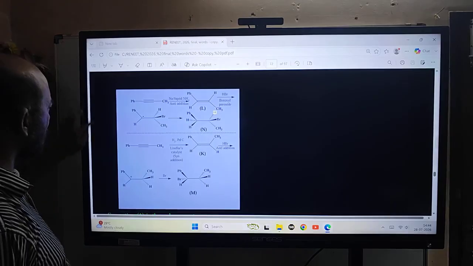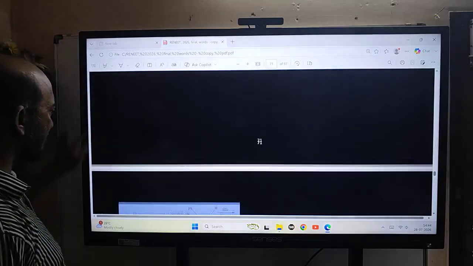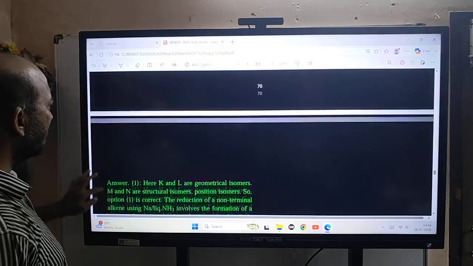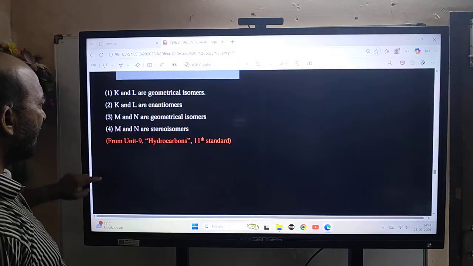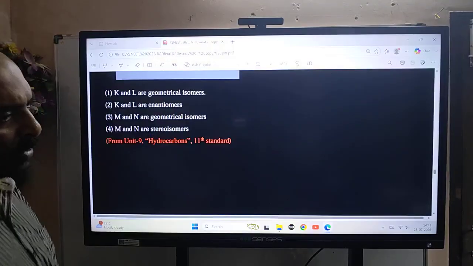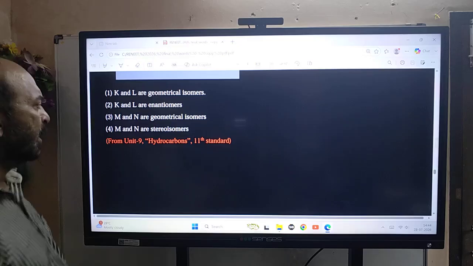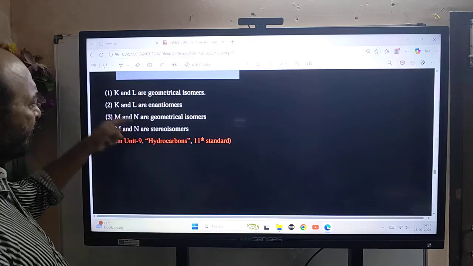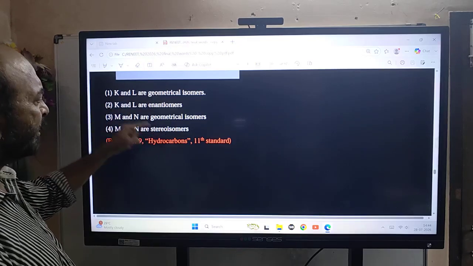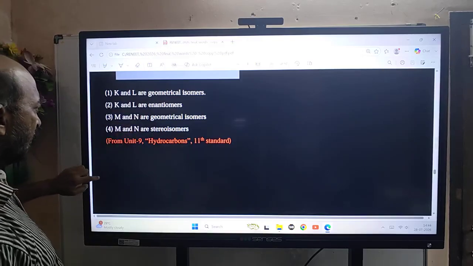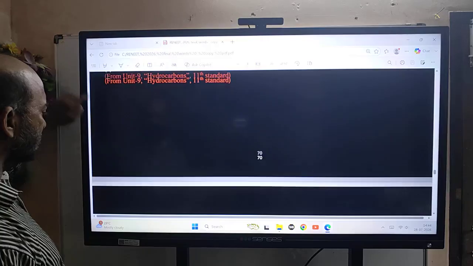That is correct. Only one correct answer will be there, so the other 3 are expected to be wrong. What's the next statement? K and L are enantiomers, optical isomers. No, that is wrong. They are geometrical isomers. Next, M and N are geometrical isomers. M and N are stereoisomers. Both must be wrong. M and N, are they geometrical isomers?